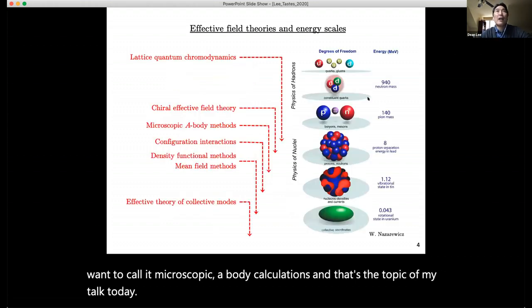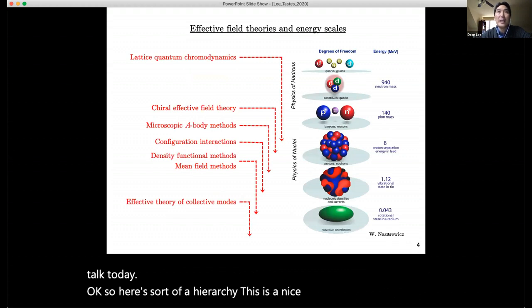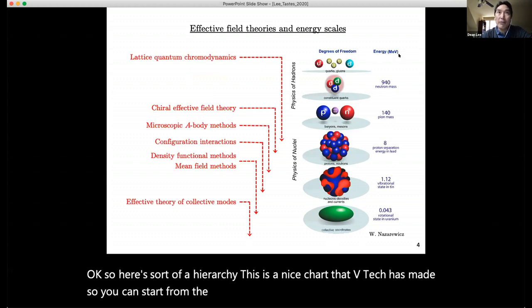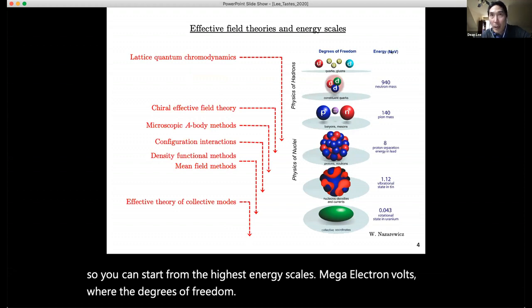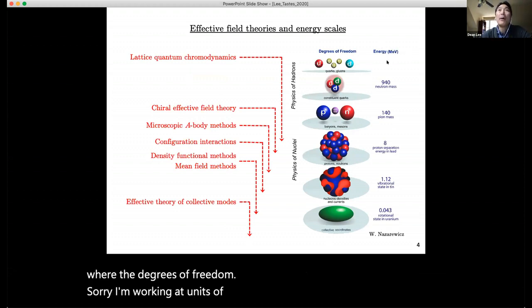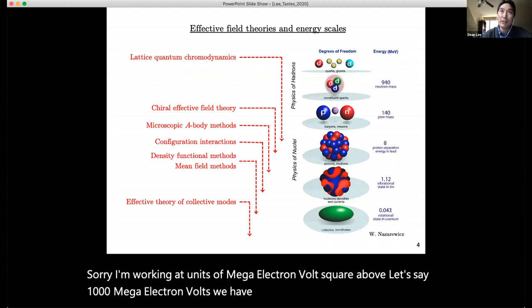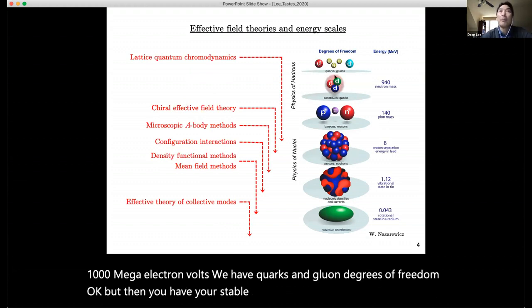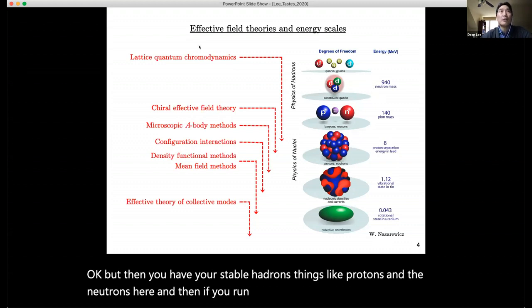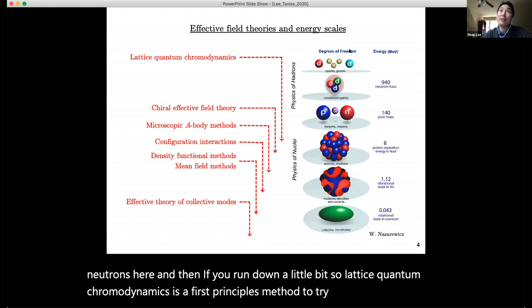Okay, so here's a hierarchy. This is a nice chart that Vtech has made. You can start from the highest energy scales, working in units of mega electron volts, where above, let's say, 1,000 MeV, we have quark and gluon degrees of freedom. But then you have your stable hadrons, things like the protons and the neutrons here. And then if you run down a little bit, lattice quantum chromodynamics is a first principles method to try to describe all of this physics.